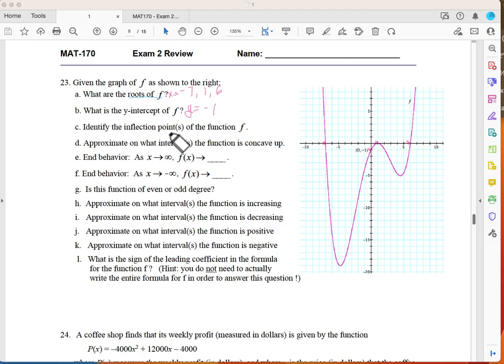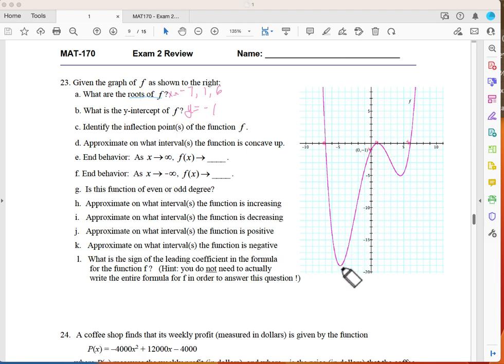Identify the inflection points of the function f. So that's going to be where we are going from concave up to concave down. So they're halfway between these maximum values. So it's going to be somewhere around here. And really the best is generally it's going to be about halfway between these 2 points here, but not always.